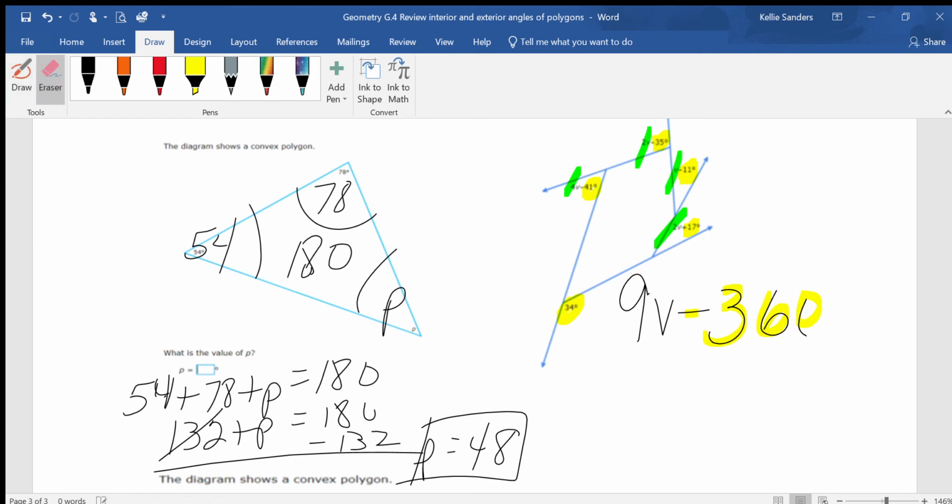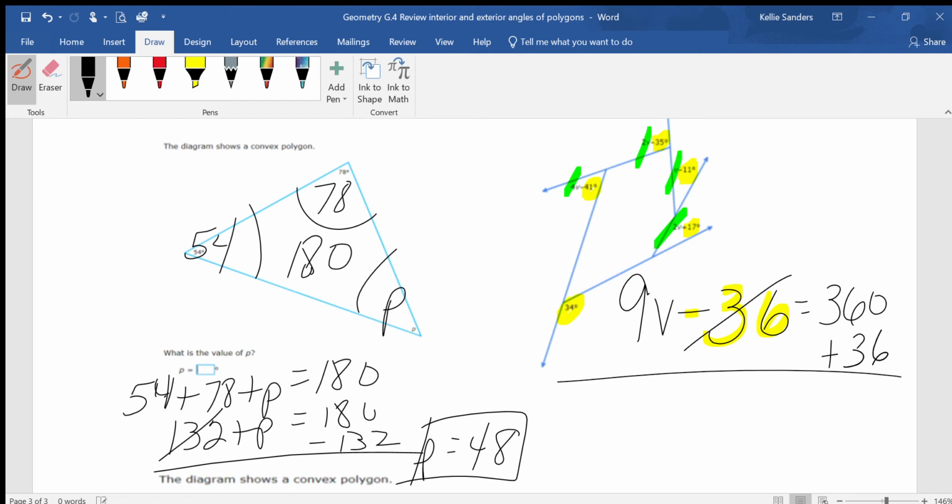And why did I put 360? I know I put 360, but you shouldn't have. 360. So I added these up because they're exterior angles and I had all 5 of them. So how much do exterior angles add up to be? 360. So I added all those up and I set it equal to 360. We're going to add 36 there and get 396. And we're going to divide by 9.